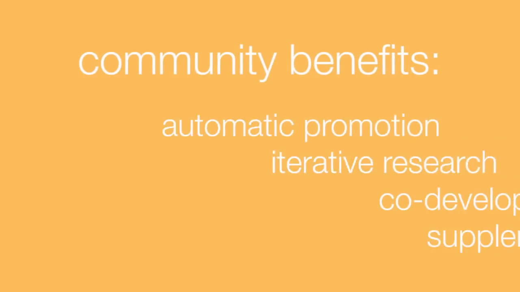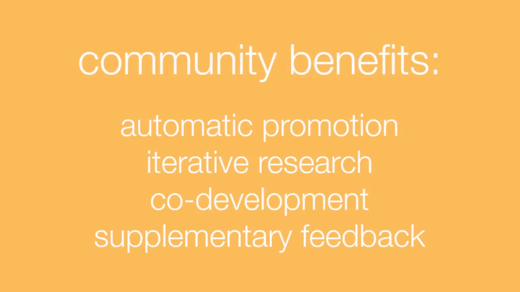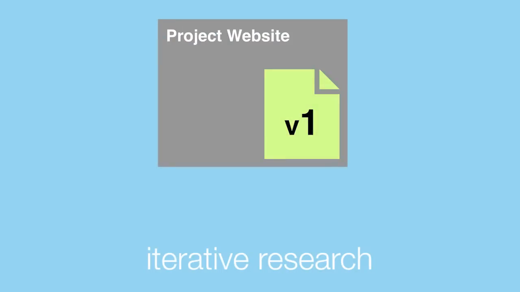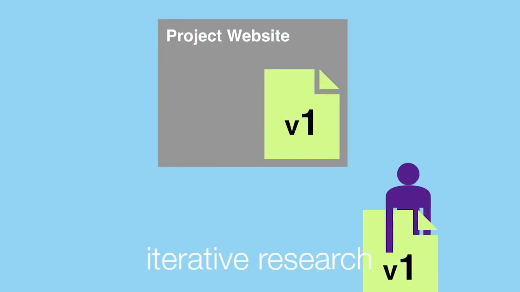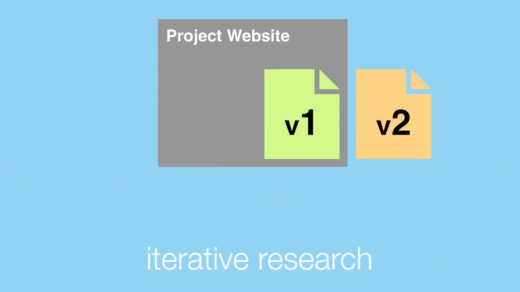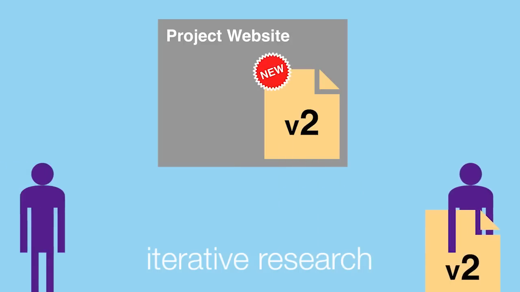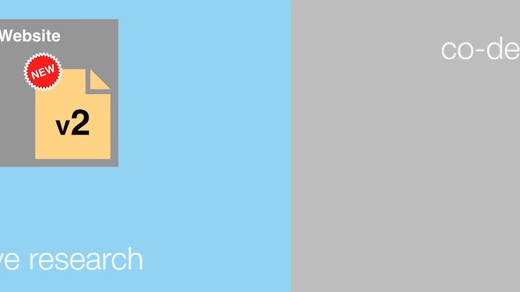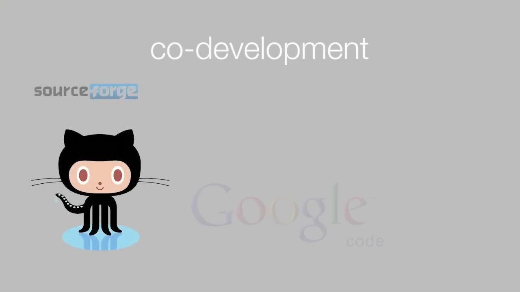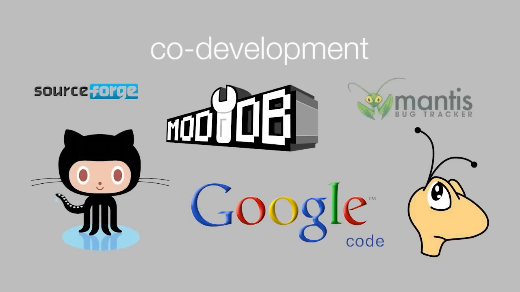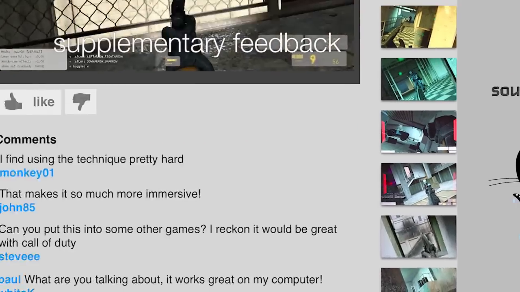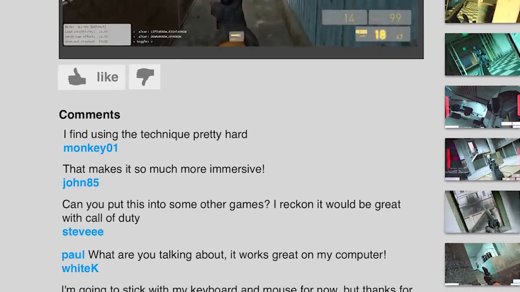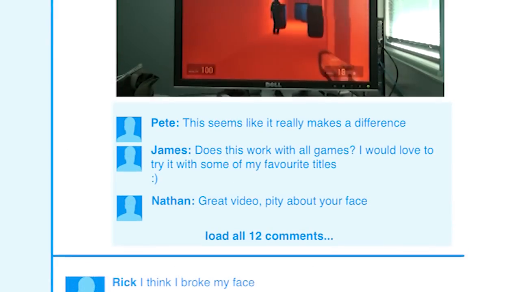The interest generated within the online community also has many other benefits. For instance, they facilitate a more agile form of research by allowing early findings to be quickly explored through the use of new studies or even updates to existing ones. The community can also assist with the development and testing of these new studies through the use of open source code repositories and bug tracking tools. Finally, the online community can provide informal feedback, which can complement the data collected in the studies themselves.